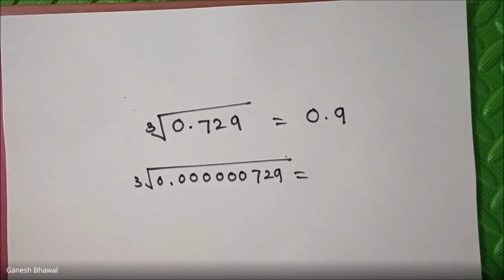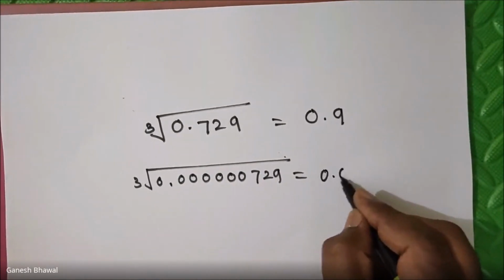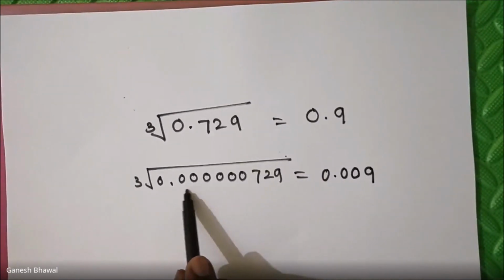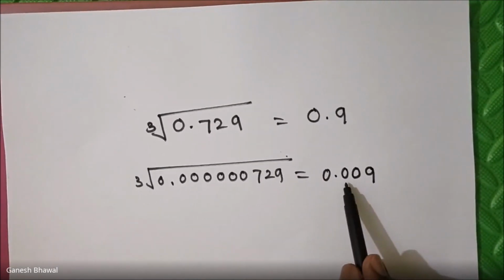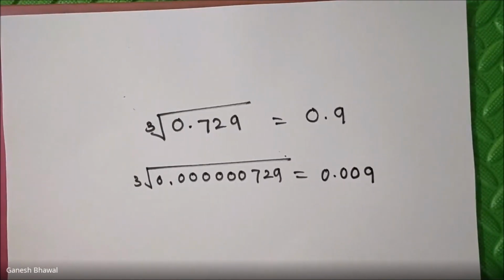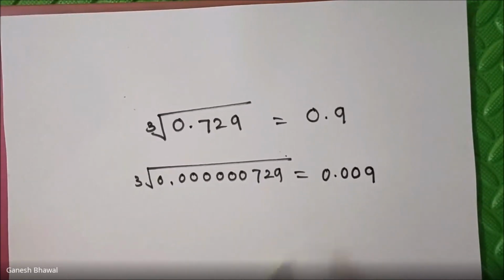There should be only 0.009. Here total 9 digits. Here should be 3 digits. There should be perfect correlation between the cube root and cube.